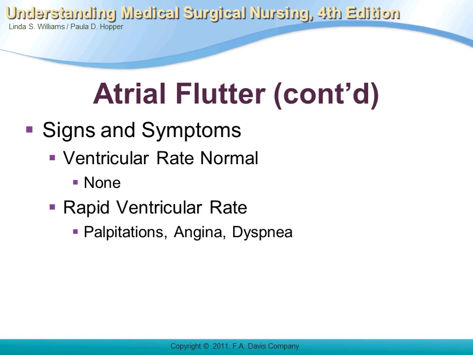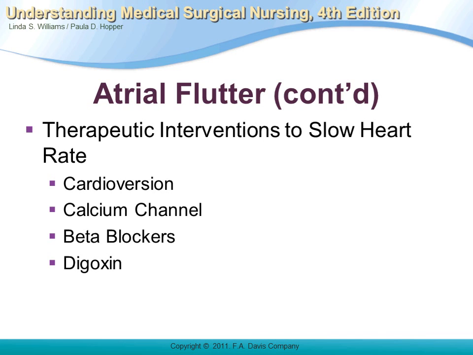Signs and symptoms of atrial flutter: if the ventricular rate is normal, they'll have none. However, if a patient has a rapid ventricular rate along with the atrial flutter, the patient may have palpitations, chest pain, and shortness of breath. Therapeutic interventions to slow that heart rate: we can do cardioversion, where we shock the patient's heart and just stop it for seconds, and it'll put them back into a normal rhythm. We can do calcium channel blockers, beta blockers, and digoxin to slow the heart rate.